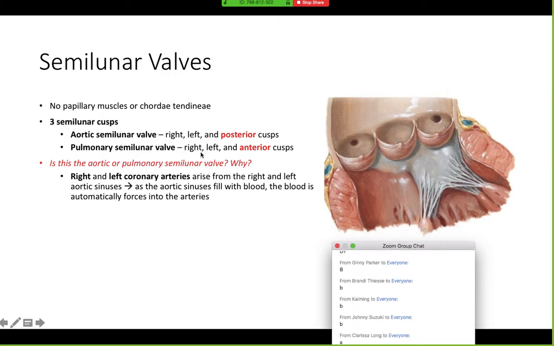So right, left, and anterior for pulmonary, right, left, and posterior for aortic. We went over that. So is this aortic or pulmonary semilunar valve? So the right and left coronary arteries arise from the right and left aortic sinus. So as the aortic sinuses fill with blood, the blood is automatically forced into the arteries. And you can see openings for right and left coronary arteries here.